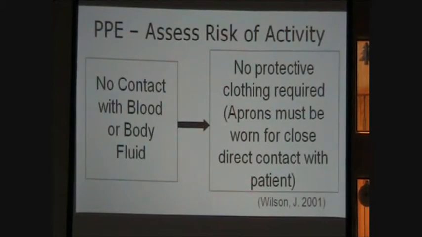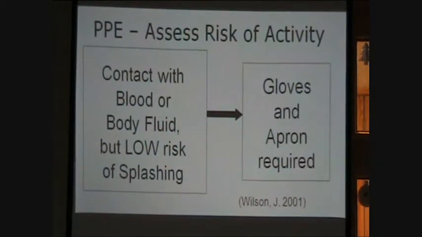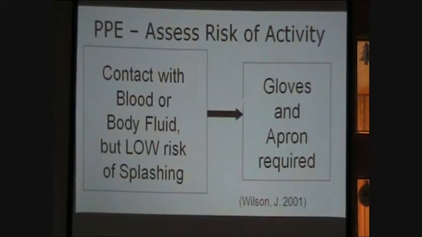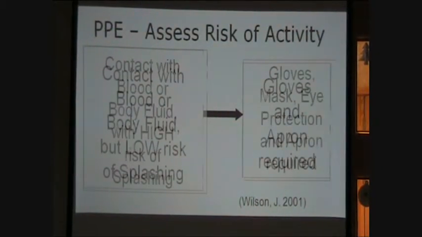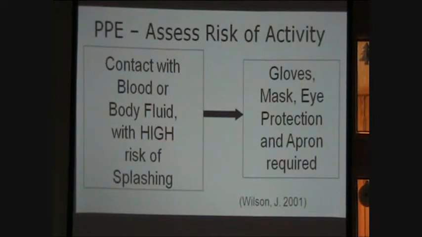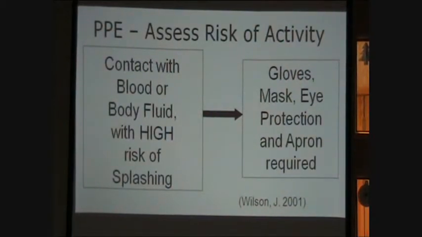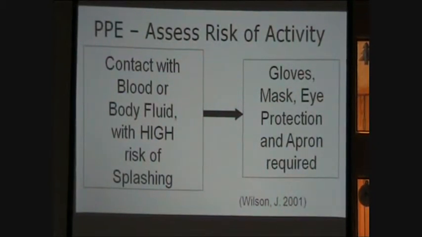When you don't expect to have contact with blood or body fluid, you do not need protective clothing. However, aprons should be worn for direct contact with people. If the procedure you intend to do means that you may have contact with blood or body fluid, but you do not think that there is a risk of splashing, you should wear gloves and apron. If you think that there is a risk of splashing, you should wear gloves, apron and face protection.